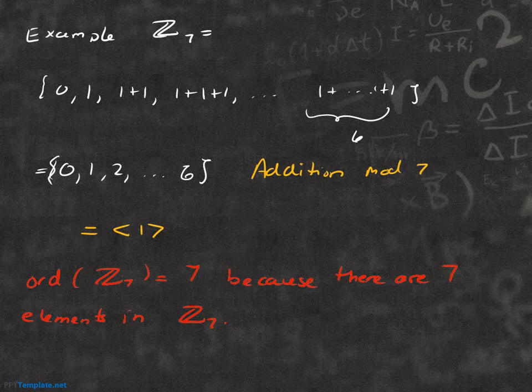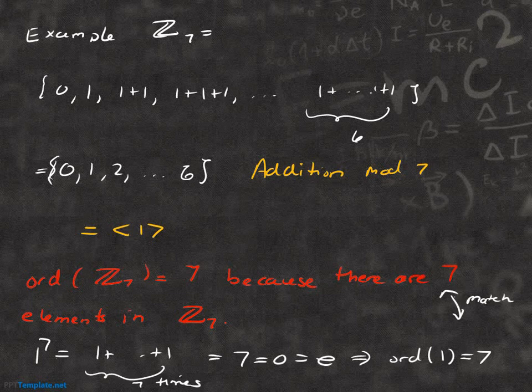The order of that set is actually the number of elements of the set. So it turns out that the order of Z7 is 7 because there are 7 elements in Z7. The order of this number, 1, is also 7, because when you add it 7 times, you get 0, and 0 is the identity element of this set. So this is what I mean by order of the element equals the number of elements in the set. They turn out to be the same thing. So how do you consider? If I add 1 7 times, 1 to the 7th here is adding.